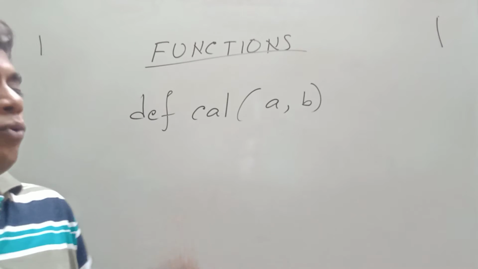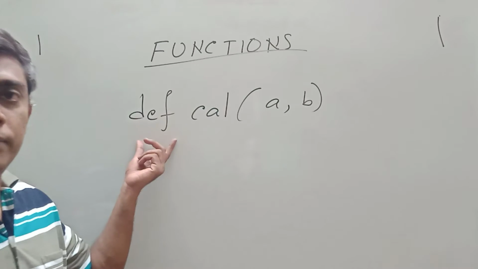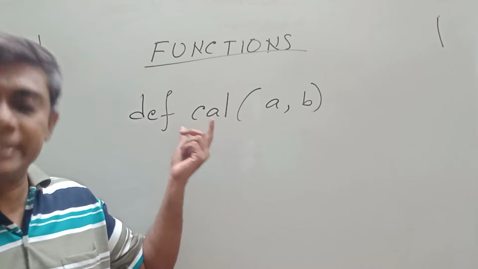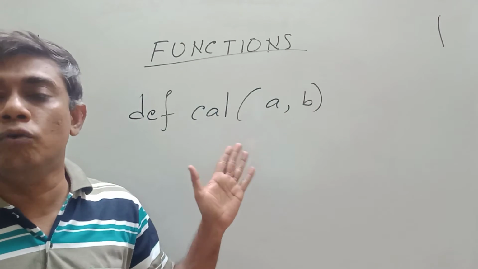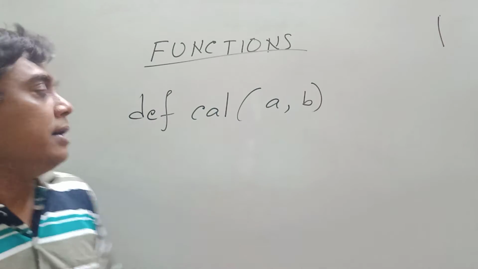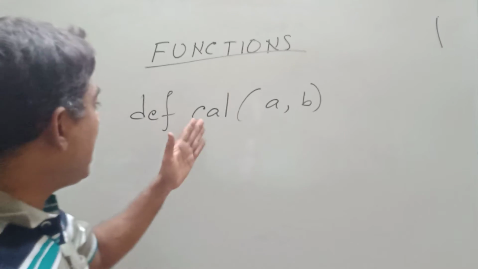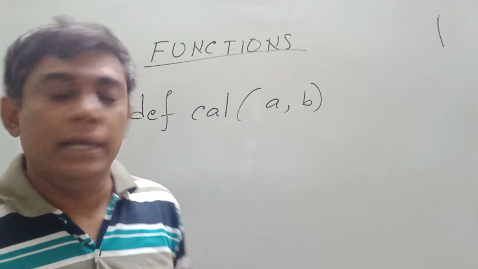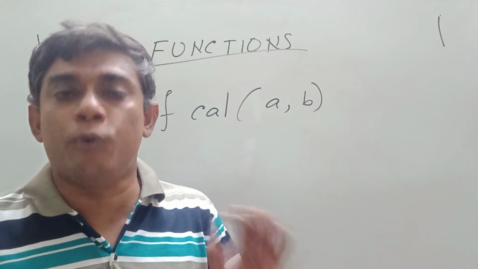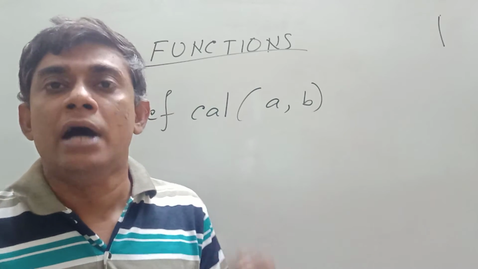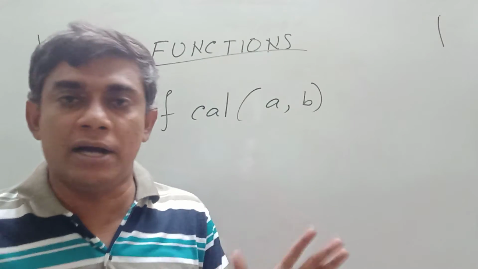So if you want to write a user defined function, first we have to write def, then the name of the function is cal. Within bracket you write a comma b. These are the arguments or parameters. Now what is cal? Cal is the name of the function. Instead of cal, you can give any name. A or B are known as arguments or parameters. In a program, all the inputs are the arguments or parameters of the function.